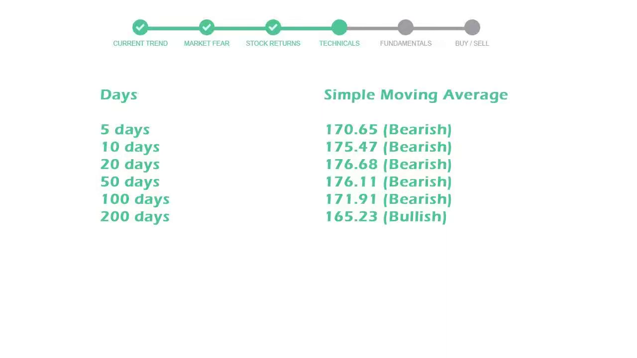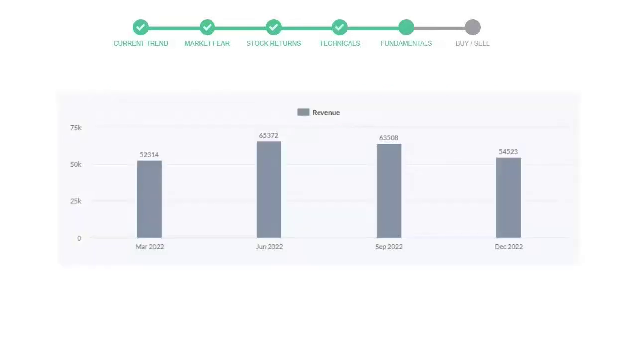Let's look at fundamental analysis. We will mainly see the last two quarters of the company. In September 22, the revenue was $63,508 million. In the recent quarter, December 22, it declined to $54,523 million.